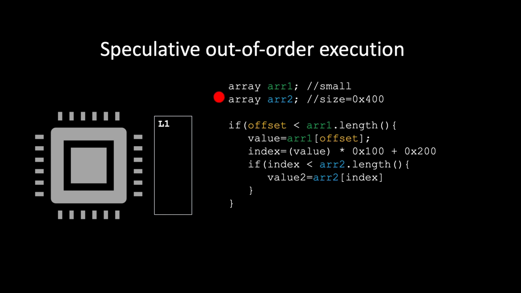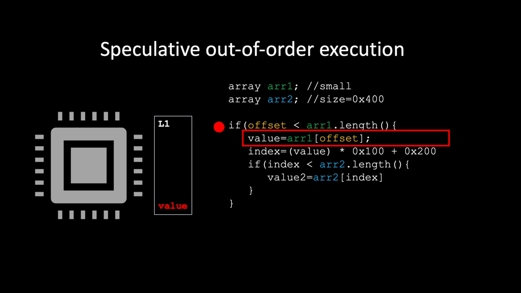So we're initializing two arrays. One is of size 400 and the other one is a very small array. And we have, similar to what we had before, an evaluation whether an offset, so that's the x from before, but we just call it offset here, is larger or smaller than the length of the array. And I can tell you right now, the offset is larger than the array, because we want to trigger this attack.